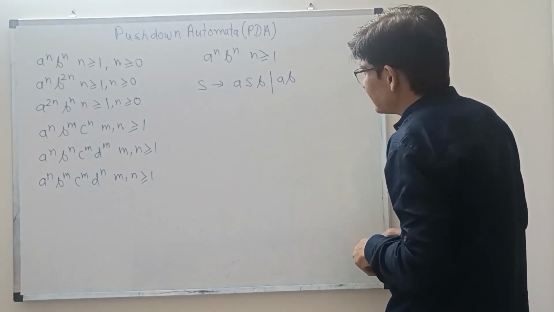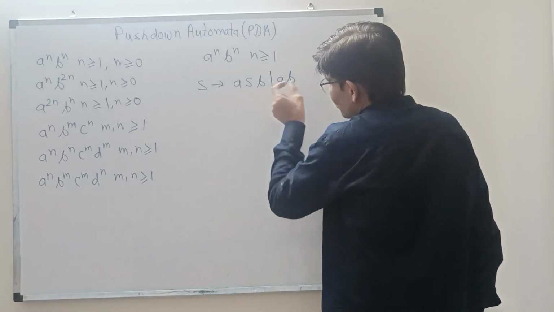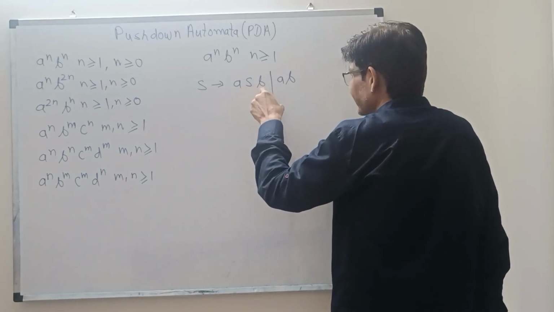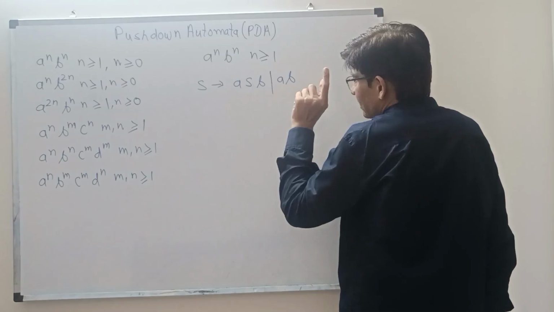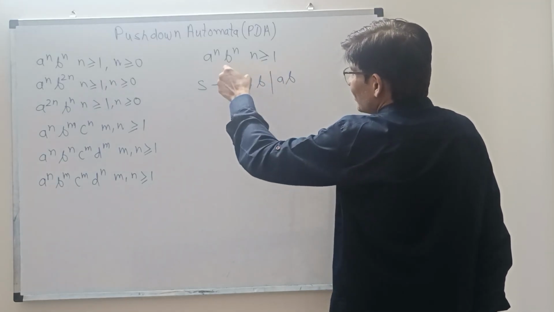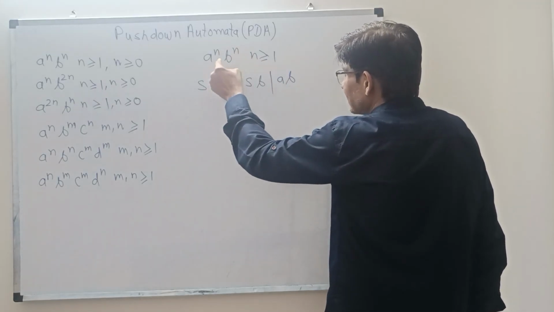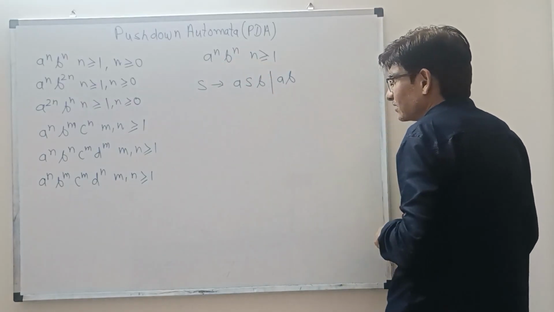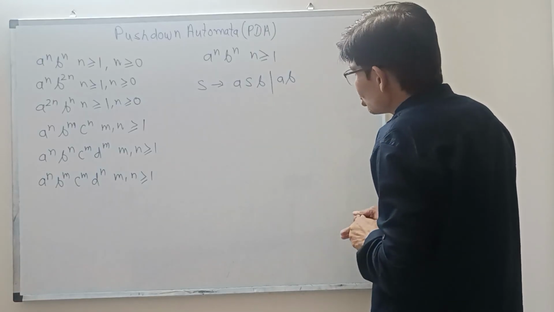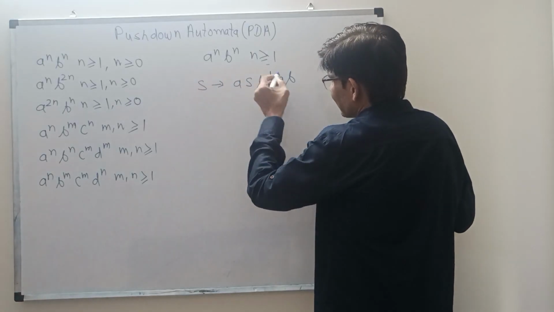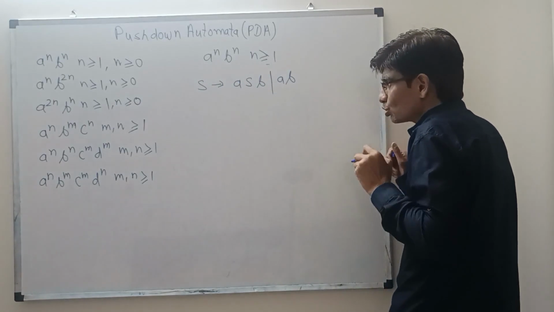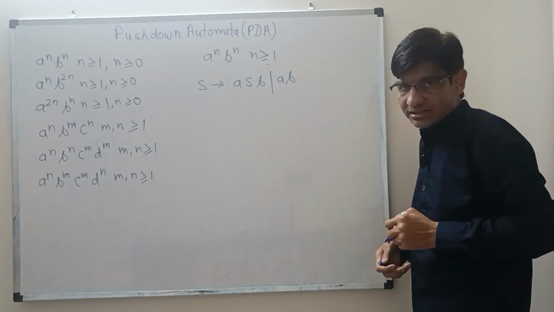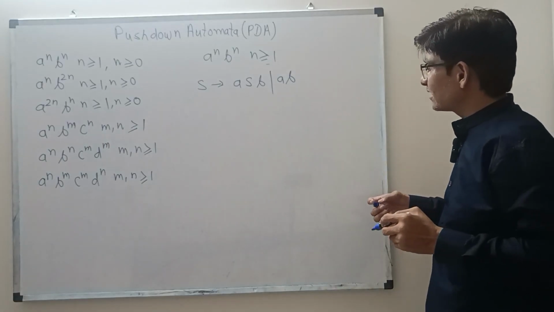Now you can see here that in both productions we are generating a single a, and we are also generating a single b. Suppose the value of n is equal to 1, then we can use this production. So any string from this language can be generated through this grammar. So this is the context-free grammar for this particular language. I hope it would be clear.